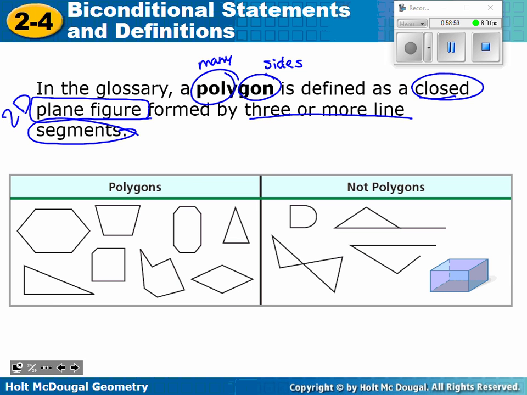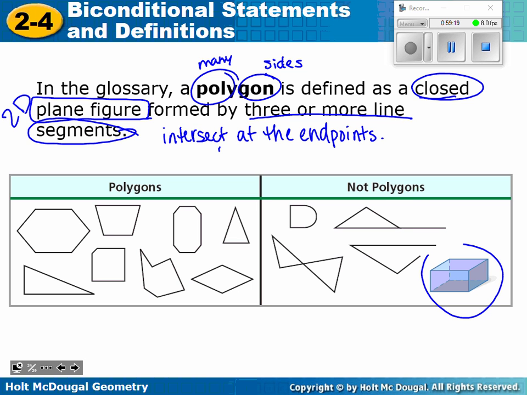No rays, no lines. And I'm going to add, they have to intersect at the endpoints. They don't put that here, but that is a very important part of the definition. They must intersect at the endpoints. So do you see that these are all polygons on this side? These are not polygons over here.